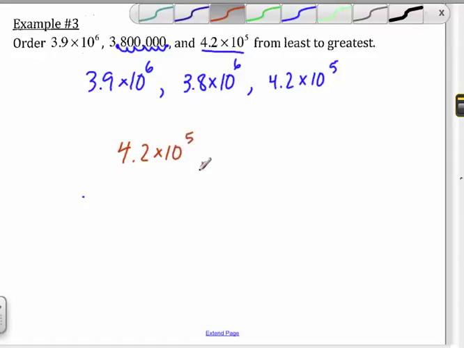Trigo. 3.8 times 10 to the 6th. Right? It has the same exponent as this one, but the number, the units number in front is smaller. Well done. Thank you, Trigo.